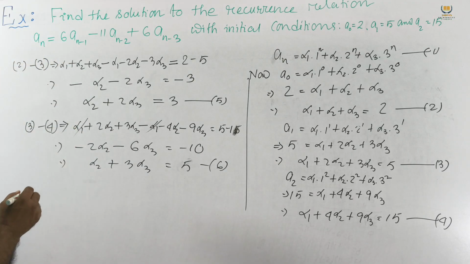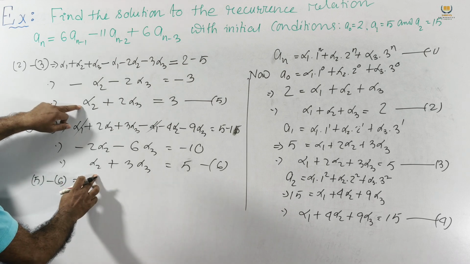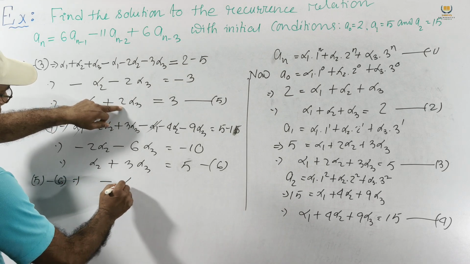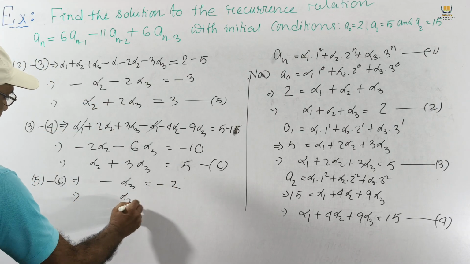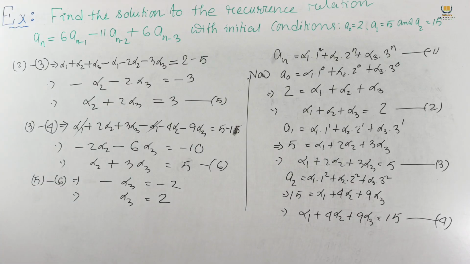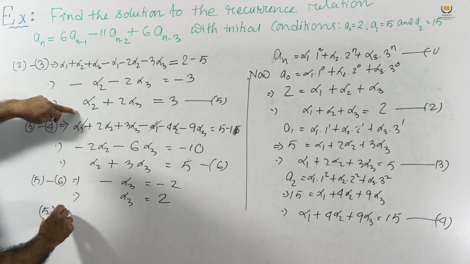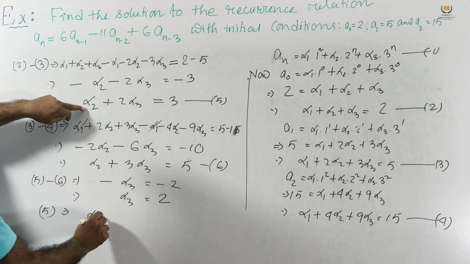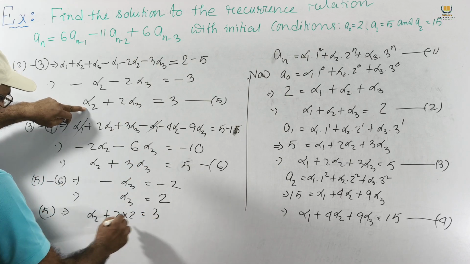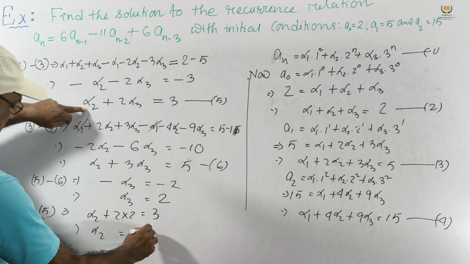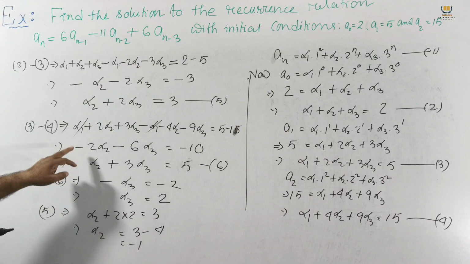Now 5 minus 6 implies alpha 2 cancels, and we get minus alpha 3 equal to minus 2. Then we get alpha 3 equal to 2. And putting the value of alpha 3 in equation number 5, alpha 2 plus 2 into alpha 3, which is 2, equals 3, so alpha 2 equals 3 minus 4, which is minus 1. Next we find alpha 1.